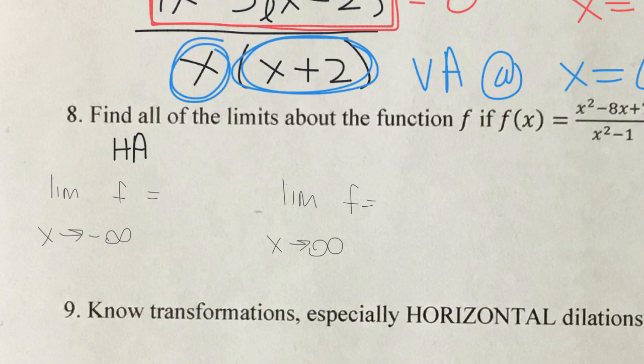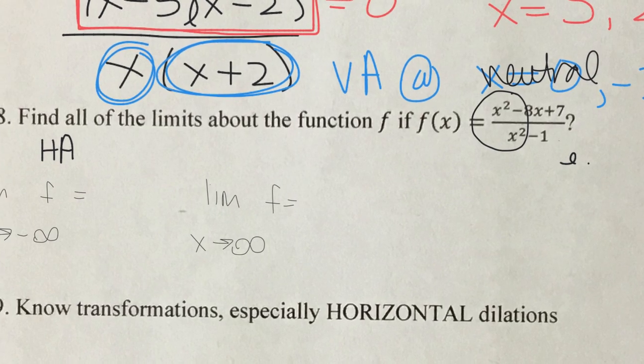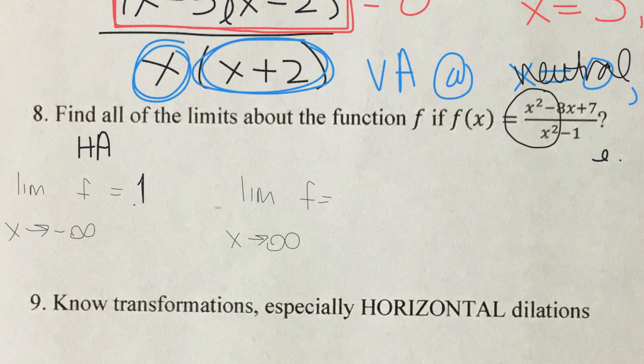Notice this is a neutrally heavy function. We have x squared over x squared. It's neutral, so we look at the coefficients. X squared divided by x squared is 1. So your horizontal asymptotes always have your same end behavior. This is the end behavior of a rational function: what's going on to the far left and the far right of your graph.